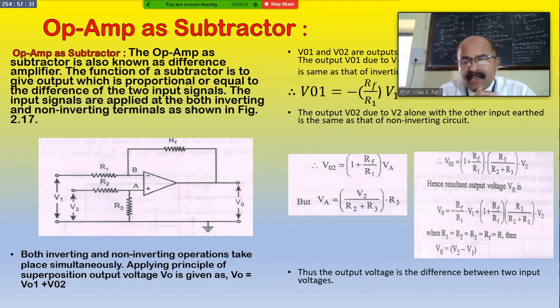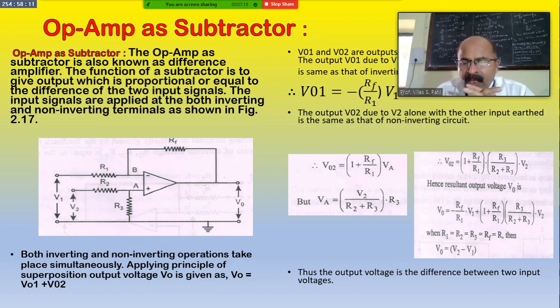Okay, friends, this is the last application we studied in detail in the last lecture, that is the application of the operational amplifier as a subtractor. This is the schematic diagram where the operational amplifier works as the subtractor. This is a circuit in which both the inverting and non-inverting inputs are used to apply the inputs V1 and V2 to the inverting as well as non-inverting input.